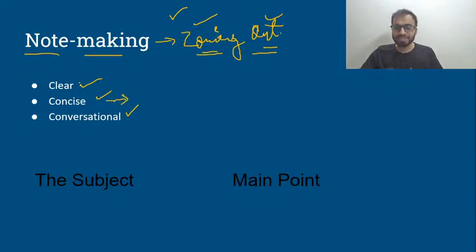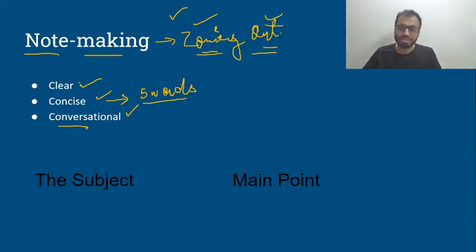What do I mean by concise? By concise, I mean that I don't want you to write down sentences as the summary or as the notes. I want every paragraph summarized in 5 words max, 5 to 6 words, not more than that. So I want it to be concise.